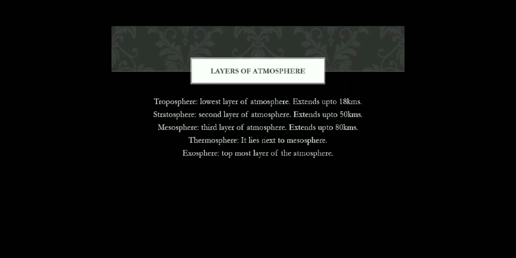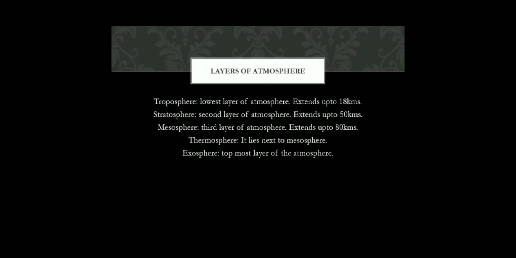Mesosphere. Mesosphere is the third layer in the Earth's atmosphere. It extends up to 80 kilometers from the surface and lies above stratosphere. In this layer, temperature decreases with the increase in altitude. This layer has the coldest temperature in the atmosphere.